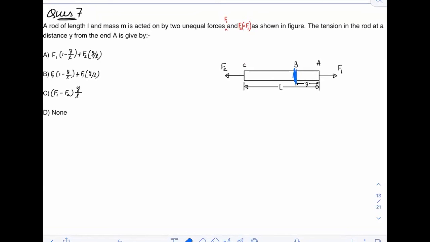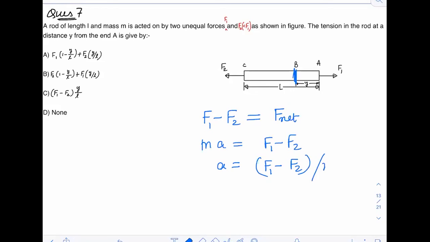So to calculate the tension at point B, for such a question, you can consider this as a whole body, and F1 minus F2 will be the net force here. MA will be equal to F1 minus F2. So acceleration here I can write as F1 minus F2 by M. So this is the acceleration of this body. This complete body is going to move with acceleration A.